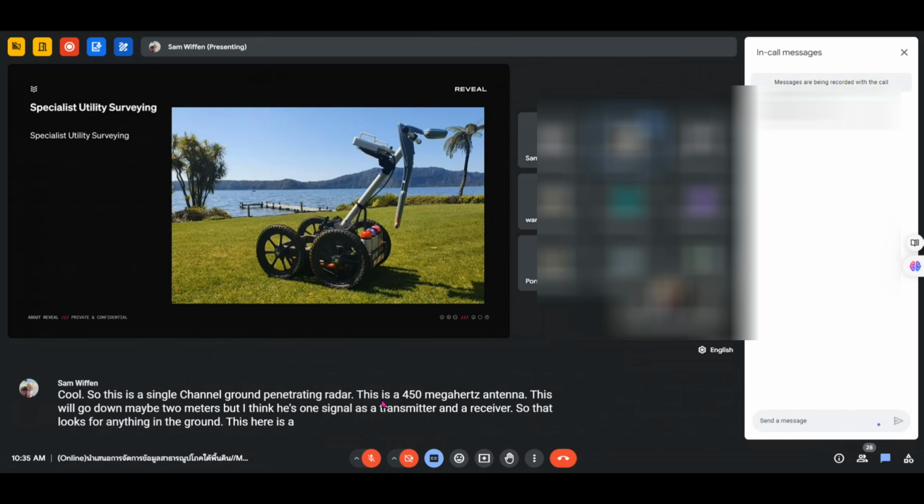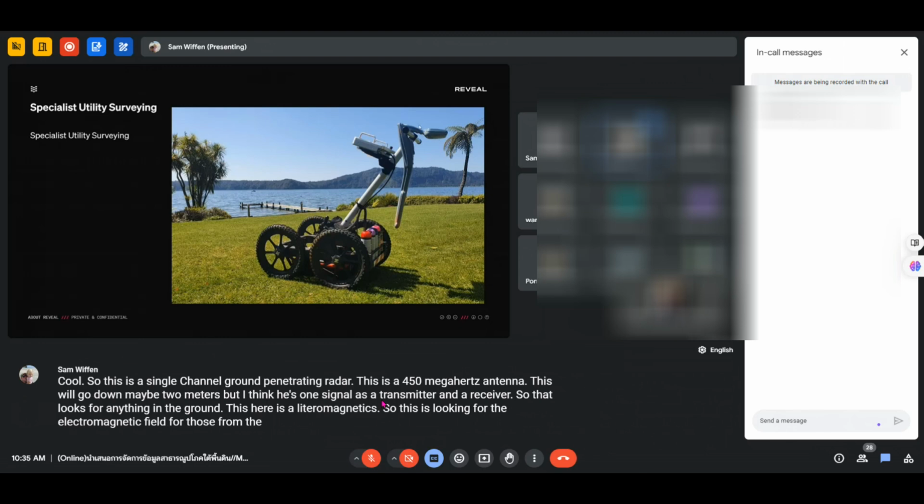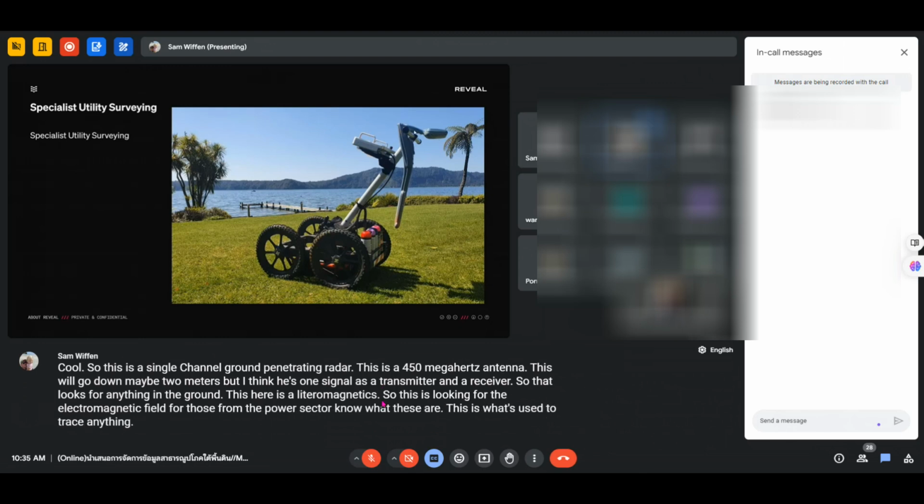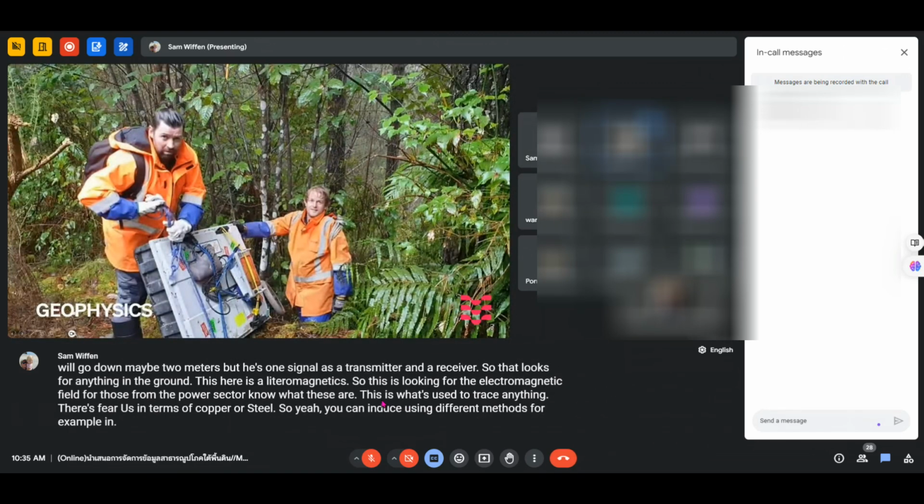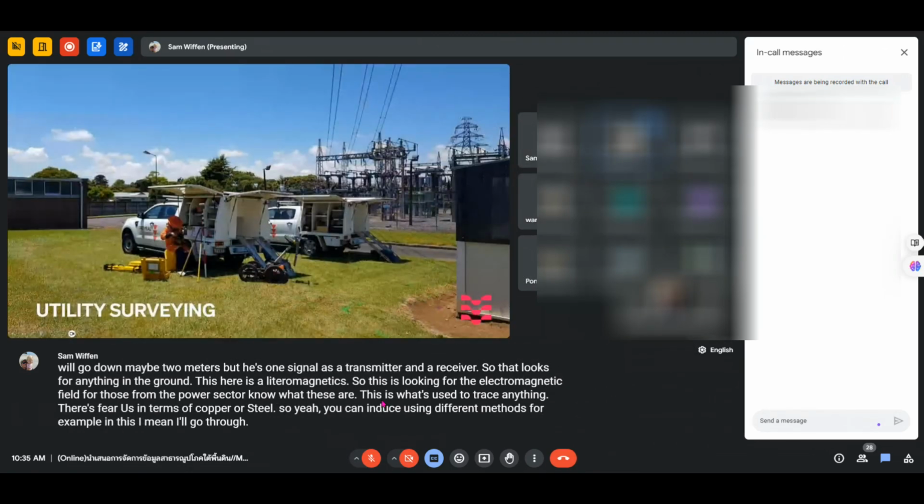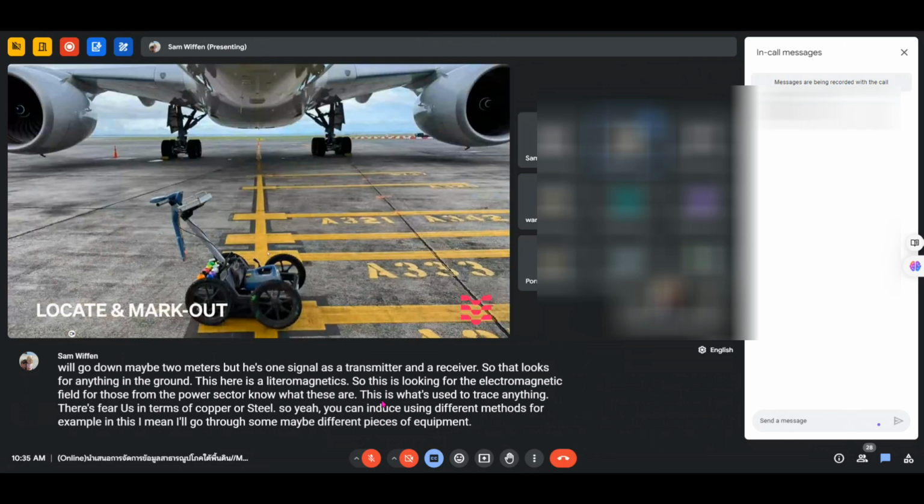This here is electromagnetics. So this is looking for the electromagnetic field. Those from the power sector will know what these are. This is what's used to trace anything that is ferrous, in terms of copper or steel. And you can induce using different methods. For example, I'll go through some maybe different pieces of equipment.